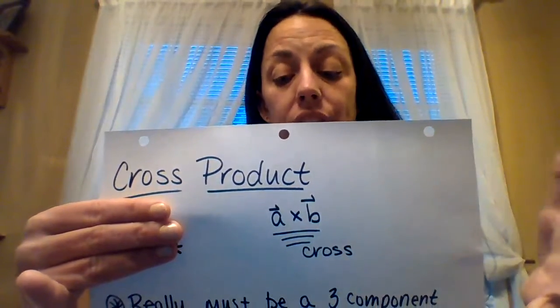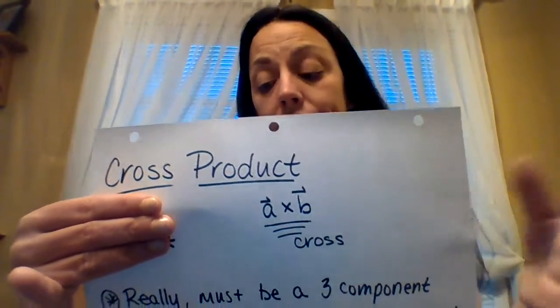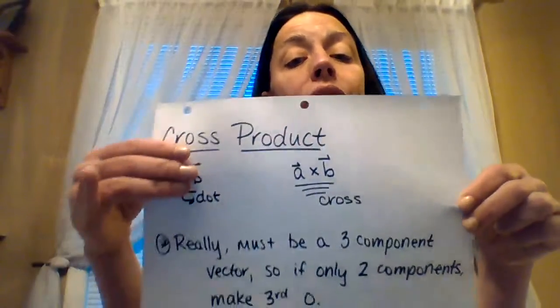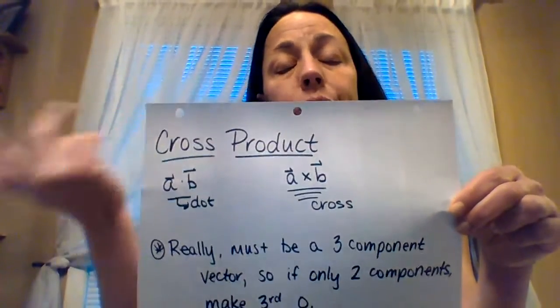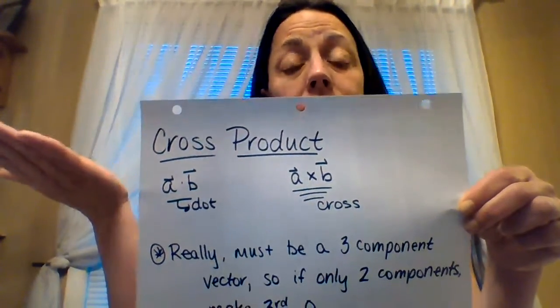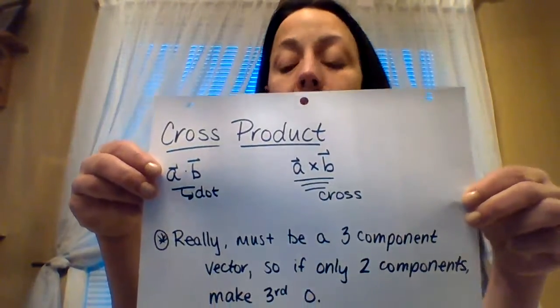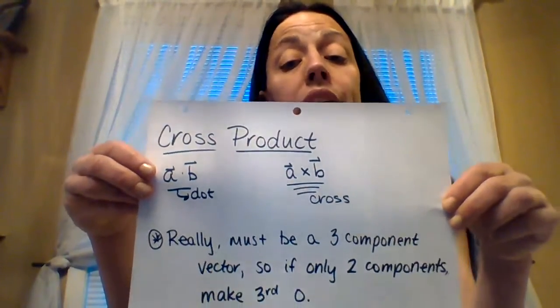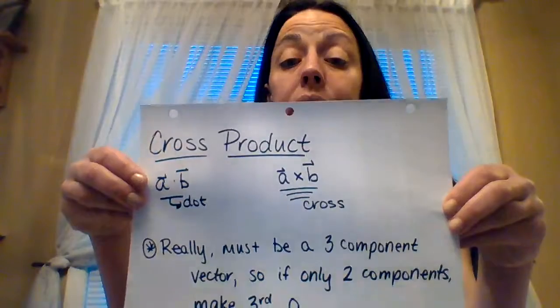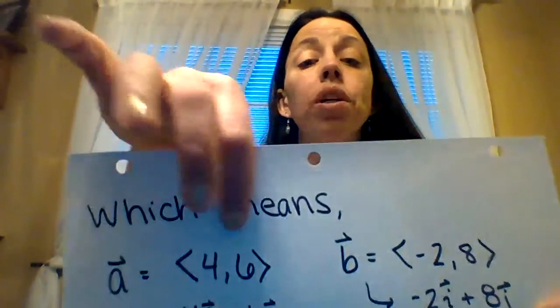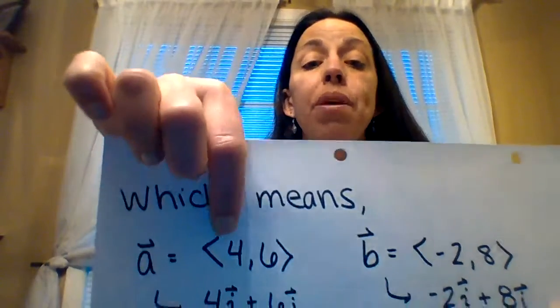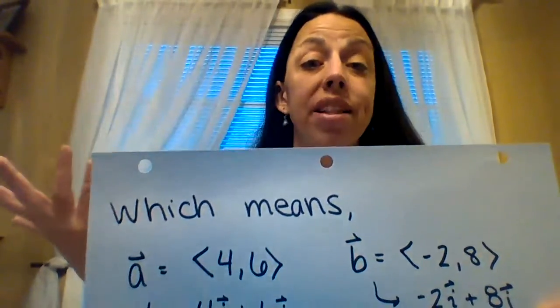So a couple things here that I would like to tell you about. First of all, when we are finding the cross product, and I'm going to tell you in a second exactly what the cross product is, because of the cross product, we really have to have the vector with 3 components. So just a second ago when I had A being 4, 6, it would be 4, 6, 0. You would just add that 0 there yourself.